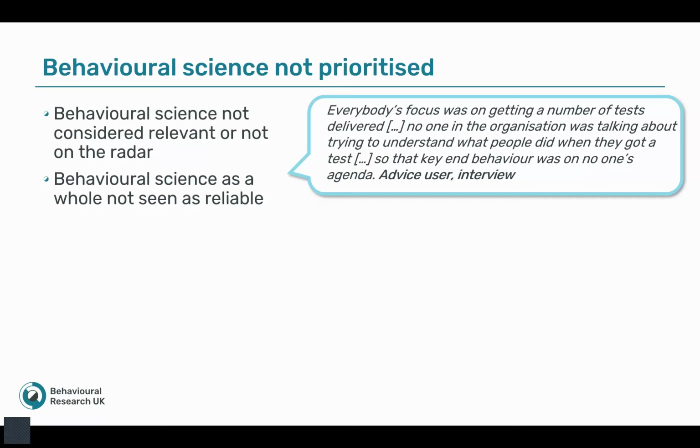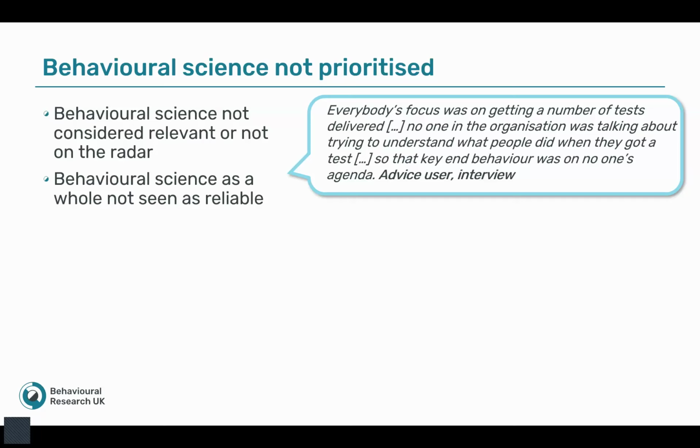So the quote on the screen, for example, is about someone talking about how the focus was really on getting a number of COVID tests delivered, but they weren't necessarily thinking about what would happen behaviourally when those tests were received. And then on other occasions, behavioural science was on the radar, but perhaps it wasn't prioritised because it wasn't seen as reliable or useful as a discipline as a whole. So real perceptions around behavioural science as a challenge there.